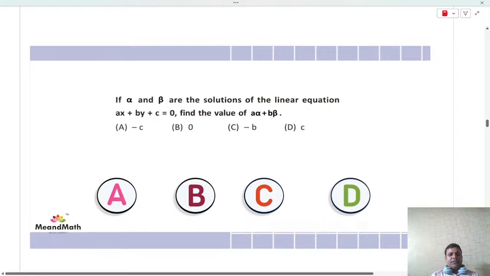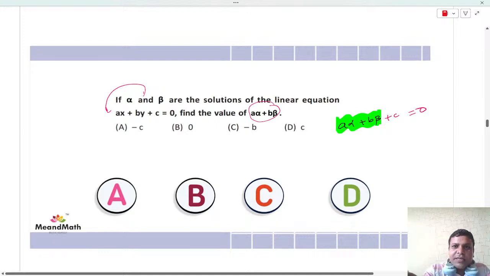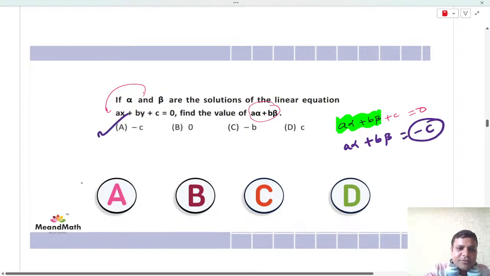Okay, alpha and beta are the solution, which means we can replace x is equal to alpha and y is equal to beta in the equation. So a alpha plus b beta plus c is equal to 0. Now what do you have to find? A alpha plus b beta only. You have to find this one part only. So a alpha plus b beta is equal to minus c. So the answer is minus c. The first option is the correct answer here.